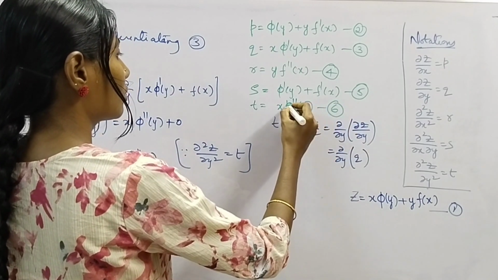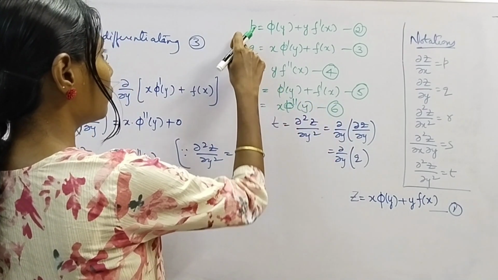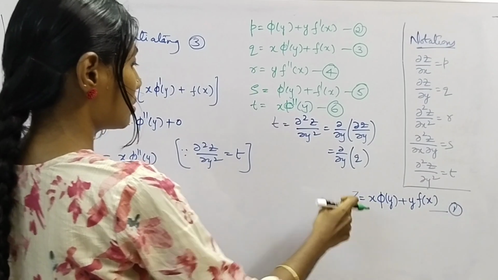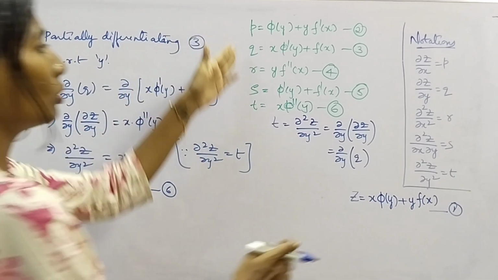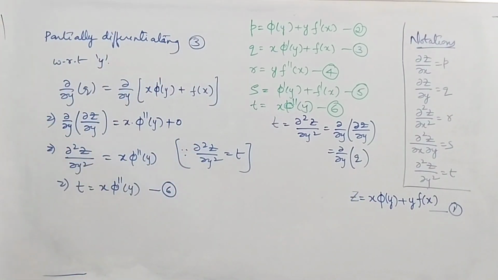Equation number 6. Now, with the help of equations 1, 2, 3, 4, 5, 6, including z also, that is equation 1, we'll find the partial differential equation with the help of all the 6. We need to observe all these 6 equations to find the required partial differential equation. Let's see how we'll get it.